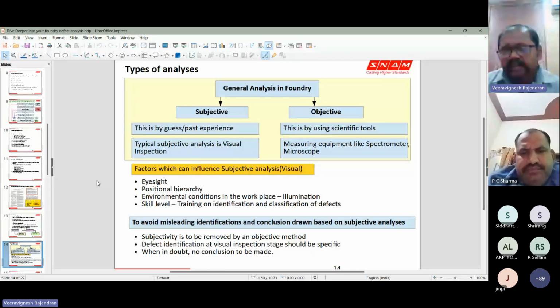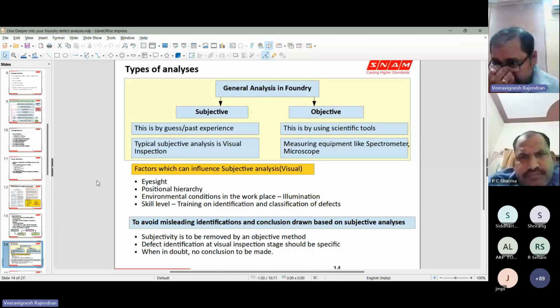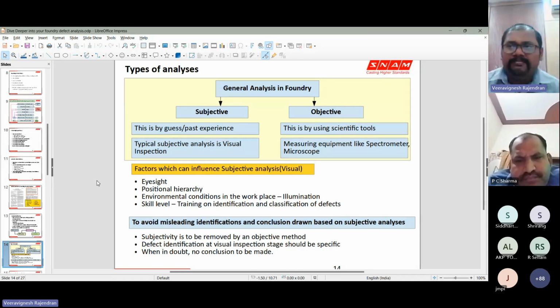A factor which can generally influence subjective analysis is eyesight. The way I see or the way I feel generally tends to decide what that defect actually is. And positional hierarchy. Sometimes, as I was telling previously, if my upper boss tells me this is a defect, I somehow feel that I don't want to defy my boss, or the person who is above me. So I just go by his words. Let me try the way he has already decided. Might be that the junior would have identified the defect in the right way, but it is not coming out.